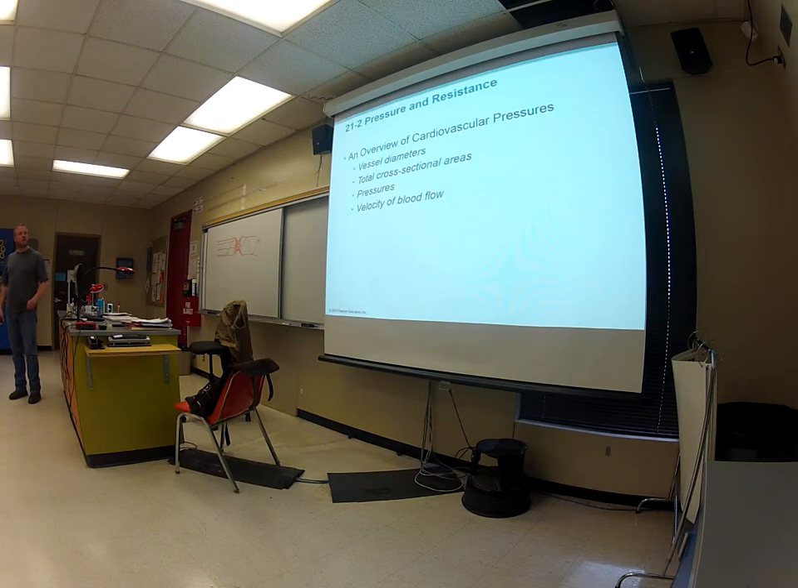An overview of cardiovascular pressure, vessel diameter, total cross-sectional areas, pressure, and velocity of blood flow. How fast is the blood flowing? How much pressure do we have? Vessel diameter. So do you think it's easy to take into account what might be wrong with someone if we have high blood pressure? No, it's not always easy. We do know that when it gets to a certain point, it's damaging.